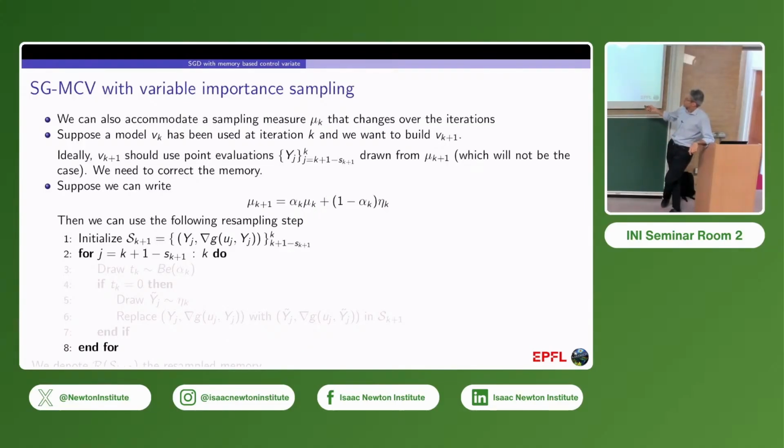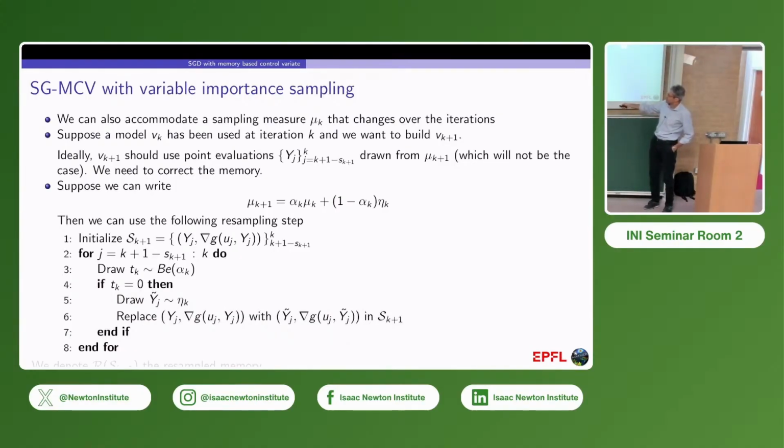Okay, so ideally I would like to have all the y's at iteration k plus 1 sampled from mu k plus 1, but this will not be the case because the history has used different sampling measures. So what I could do is, when I have to update the memory and the model, go through all the indices in the memory and draw a Bernoulli random variable of parameter alpha k. So if alpha k is equal to 1, I don't do anything. If alpha k is equal to 0, then I redraw a new sample y tilde j.